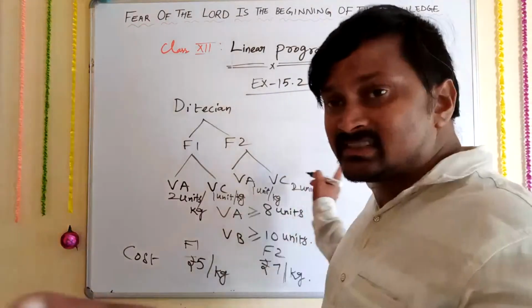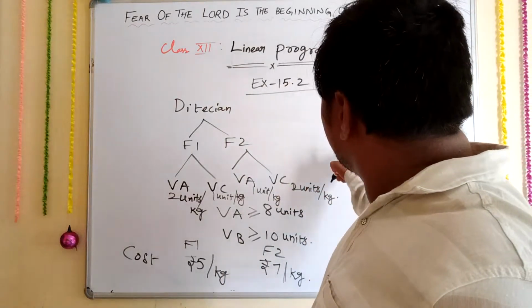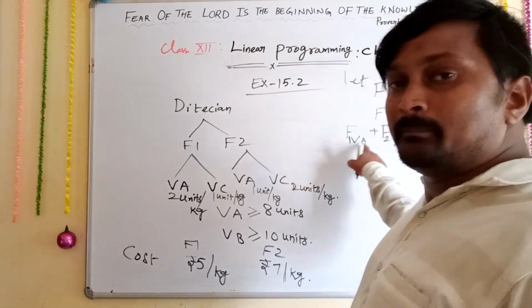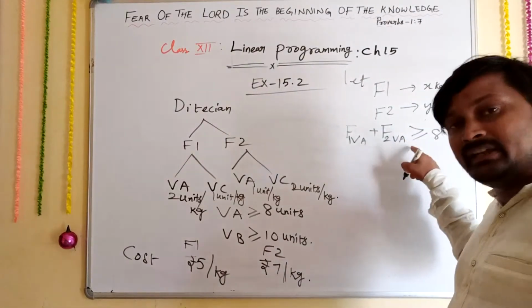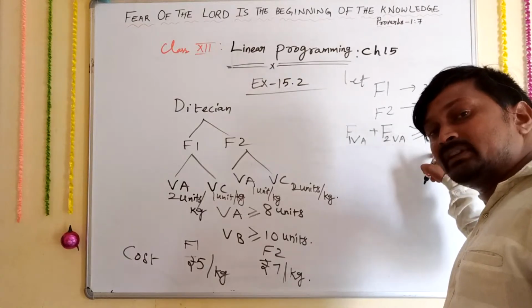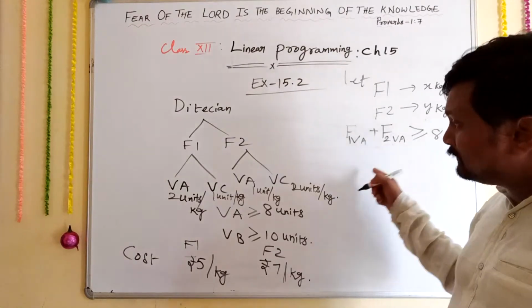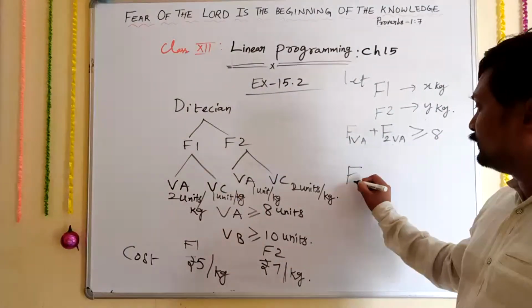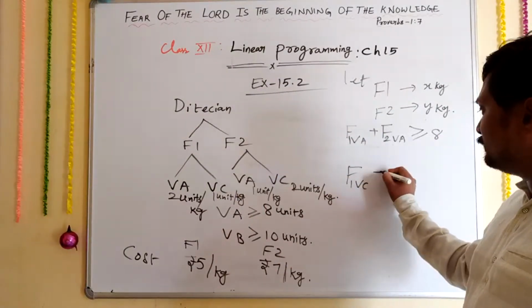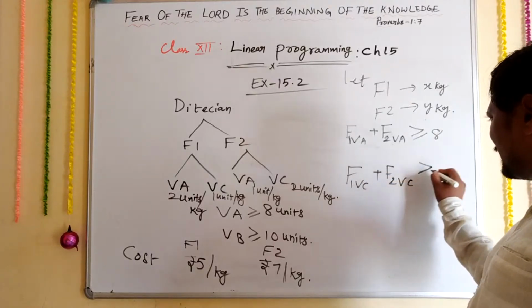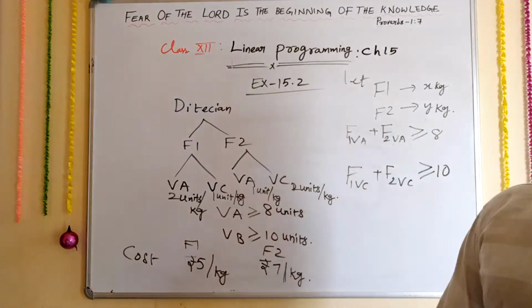Okay, I think you have understood this here. So it is food 1 vitamin A plus food 2 vitamin A, it should be greater than or equal to 8 units they give. By the same method for vitamin C also: food 1 vitamin C plus food 2 vitamin C is greater than or equal to 10 units.